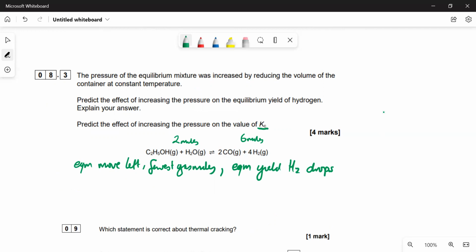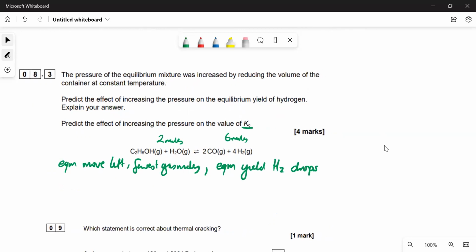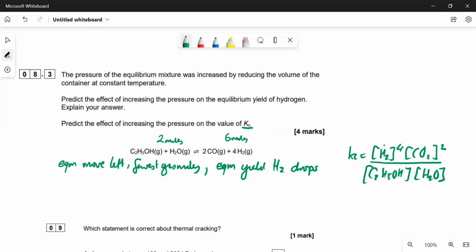Okay, now predict the effect of increasing the pressure on the value of Kc. And this is a trick question, right? Because we know that the Kc expression is equal to H2 to the 4 times CO squared over C2H5OH times H2O. So the temptation here is to jump in and say, oh, well, we've got less of the hydrogen, so that means the number on the top is smaller and the number on the bottom is bigger, so Kc should get smaller. That's the temptation, but the correct answer is no effect.